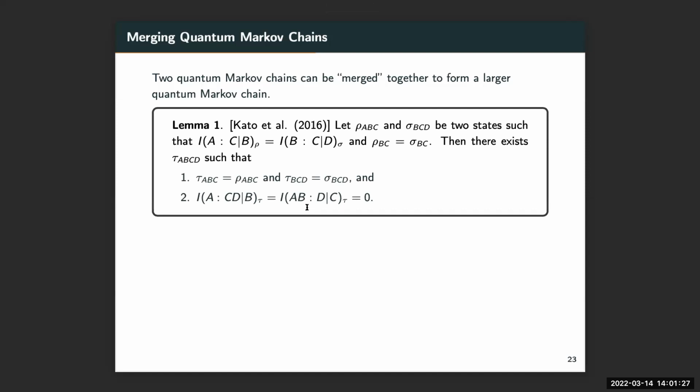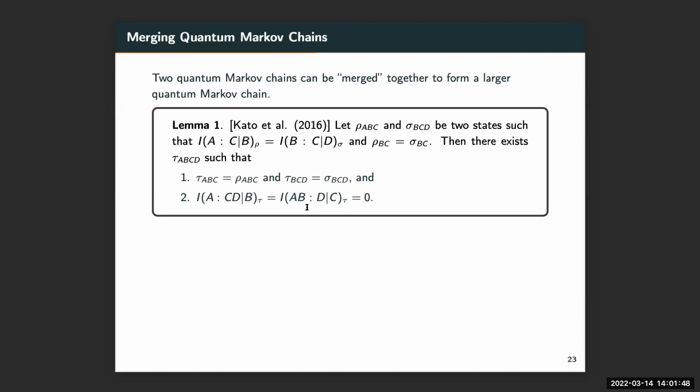So here is again a mathematical fact. This was due to Kohtaro Kato and his collaborators in 2016, and what they showed was the following. Suppose you have two quantum Markov chains. For concreteness, I'll call them rho and sigma, over ABC and BCD.